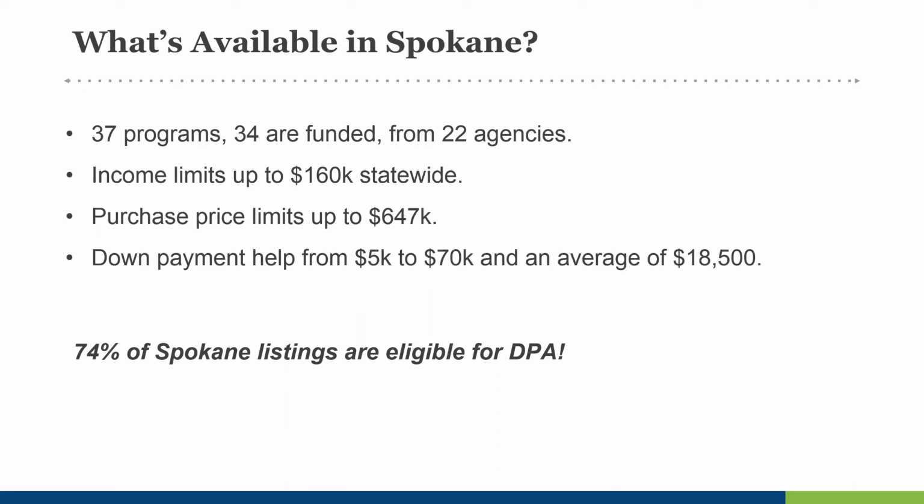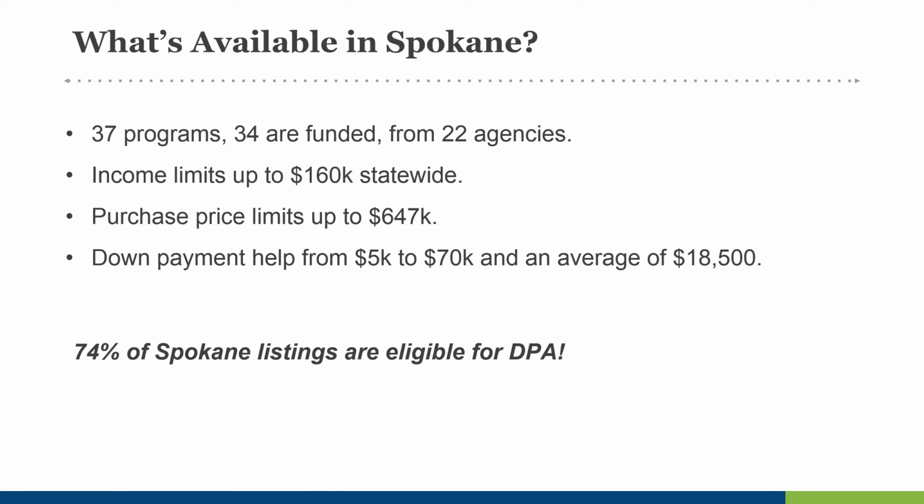Income limits have increased. In fact, if you were on a webinar with us when we launched in Spokane several months ago, earlier this year, income limits are up to $160,000. Purchase price limits can go up to $647,000. That's increased already this year. The down payment assistance can range from $5,000 to an eligible buyer or household up to $70,000. This is all in your market. This is specific to Spokane.